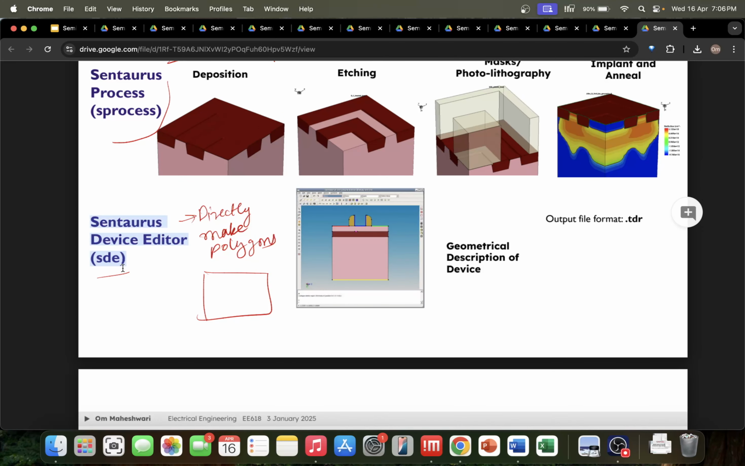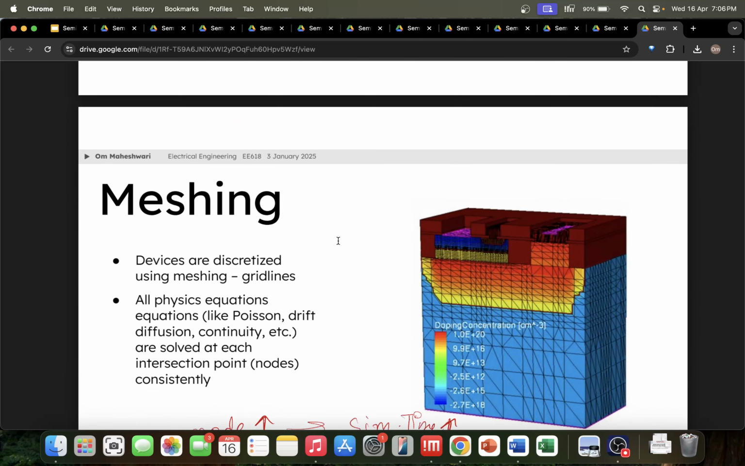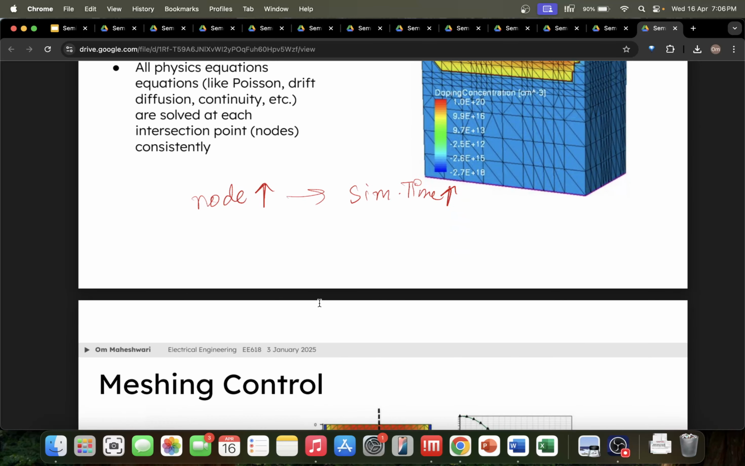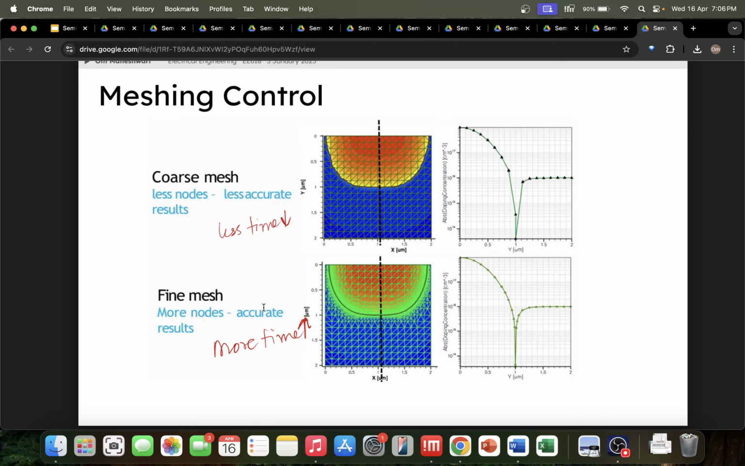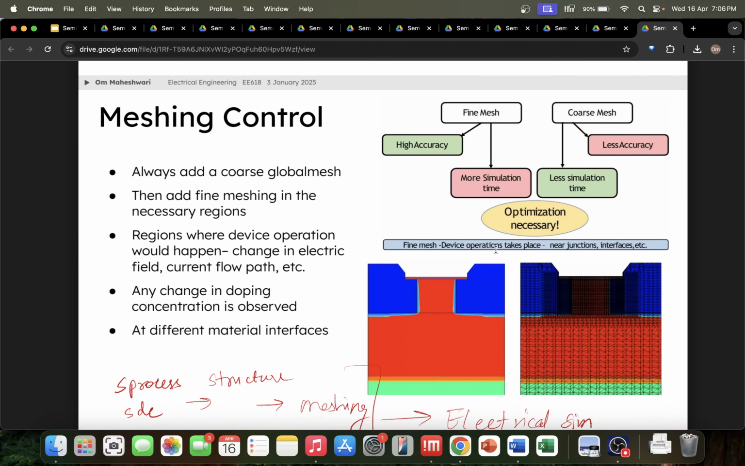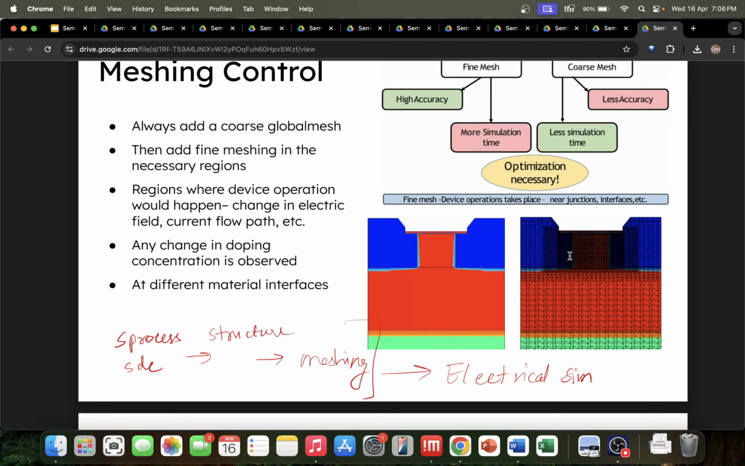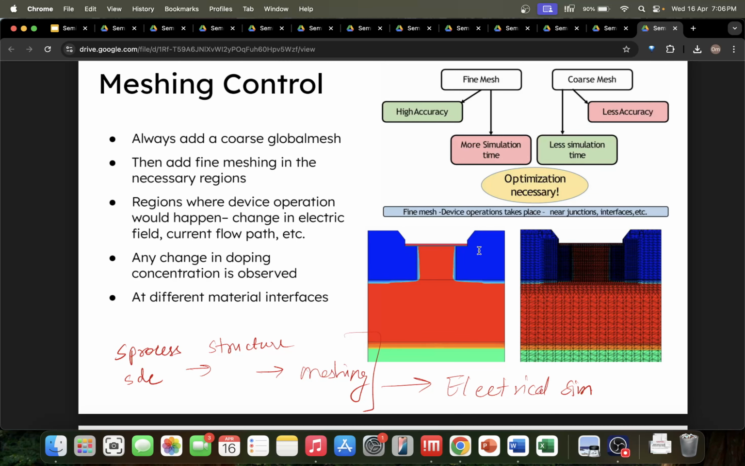For instance, in Device Editor we will just make polygons, or import polygons, to make the final structure. The importance of meshing is that as the number of nodes increases, simulation time increases. So we need to control meshing. We want our simulation to be accurate, which needs a fine mesh, but it should also take less time. So there are some trade-offs that we need to make. We use fine mesh in important regions and coarse mesh in not very important regions to balance the accuracy and simulation time.